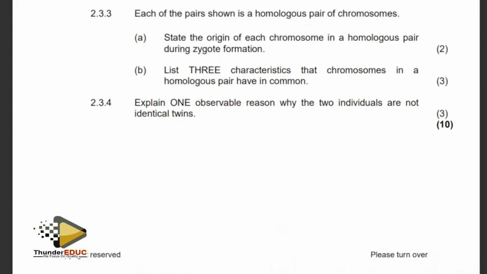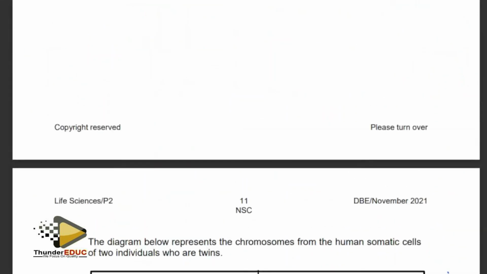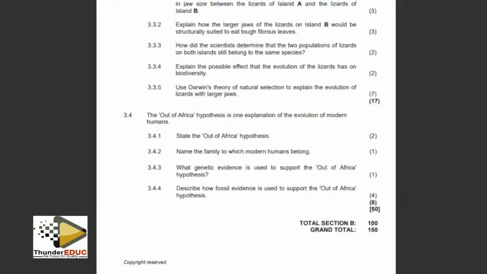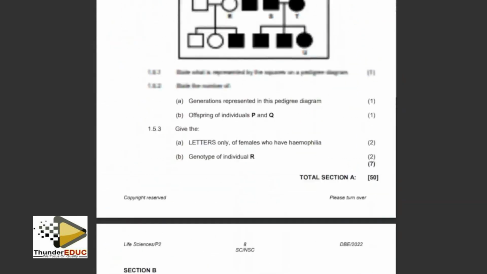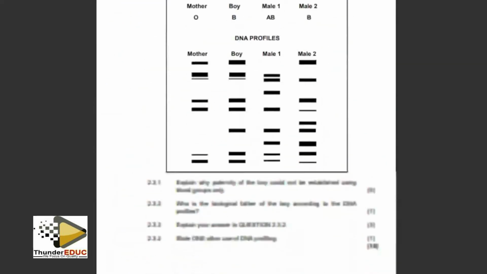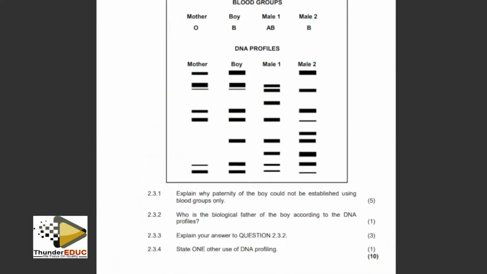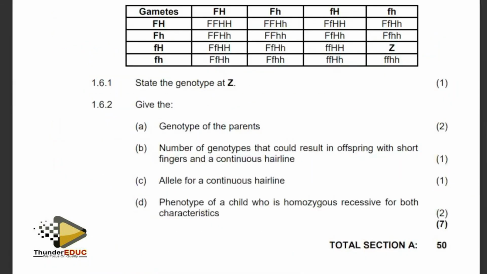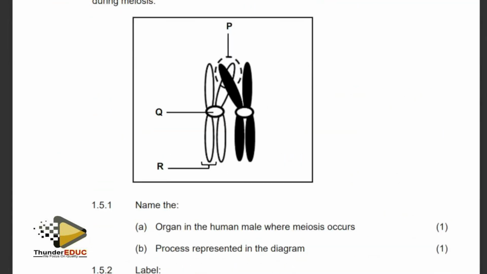I think I'm done with the karyotype. What about crossing over? Describe the process of crossing over. I think I organized for you a question which you're going to see in crossing over. It is here.